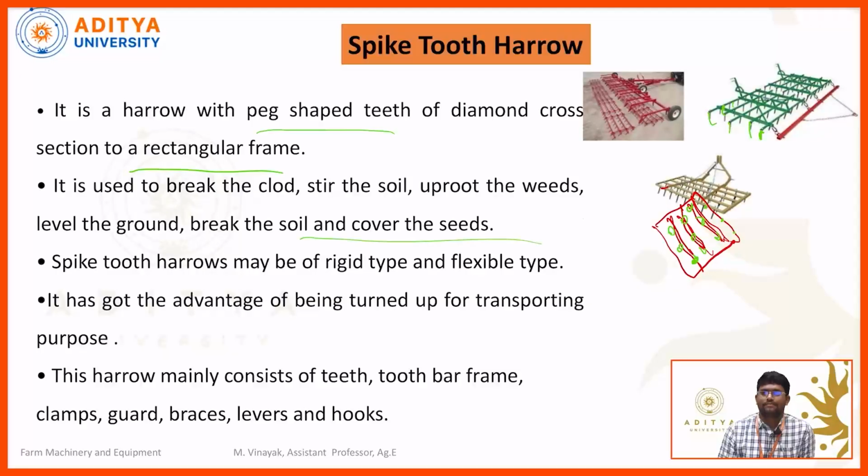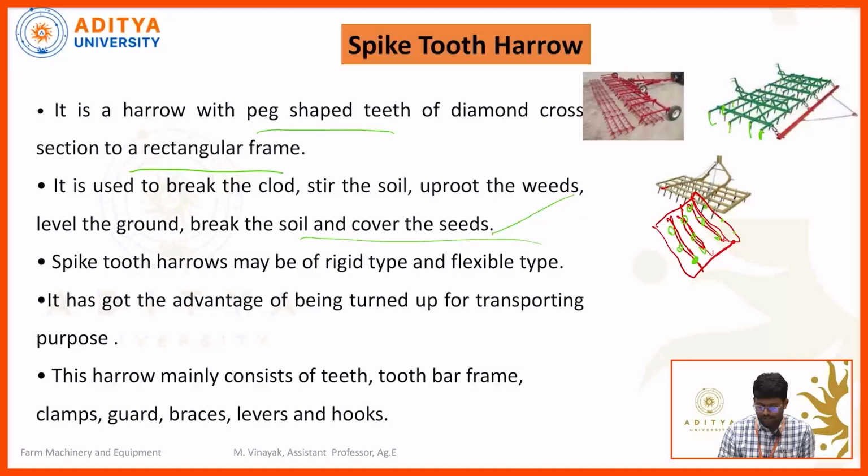Just like all secondary tillage implements, it is used for breaking clods, stirring the soil and uprooting weeds, as well as mixing the soil with soil materials and crop residues with the soil. We need not go into detailed explanation; we have already covered the disc harrow as well as the objectives of secondary tillage.